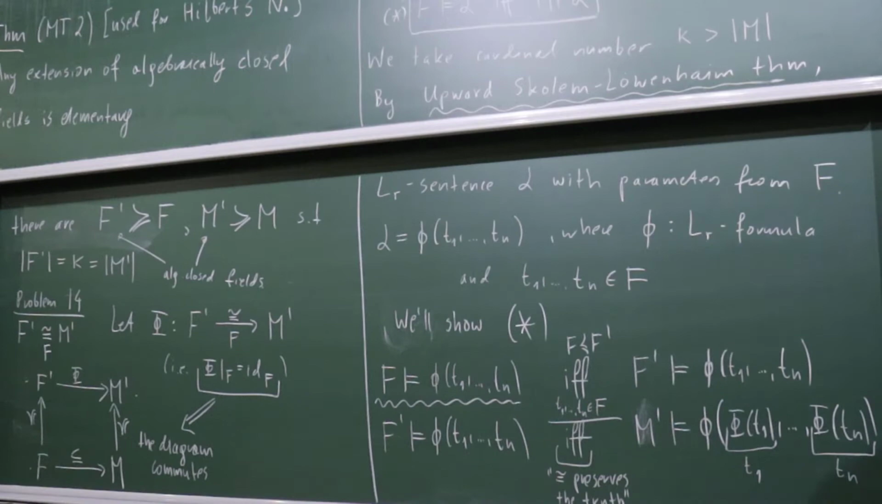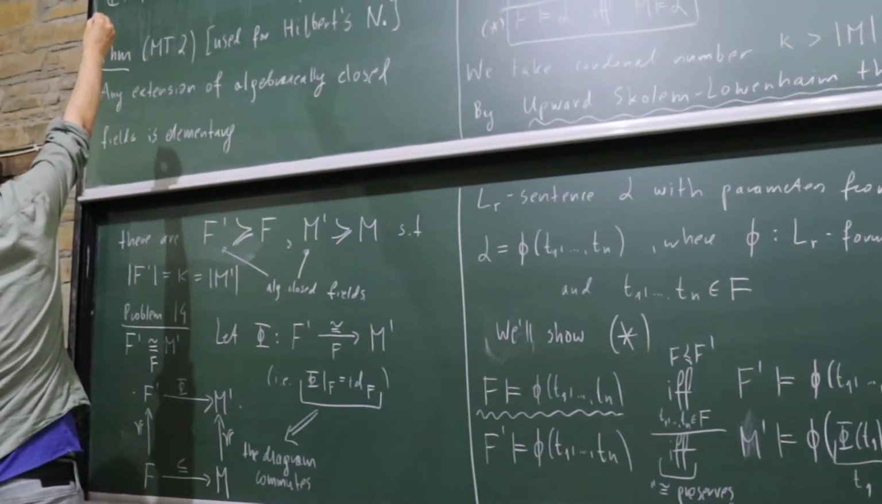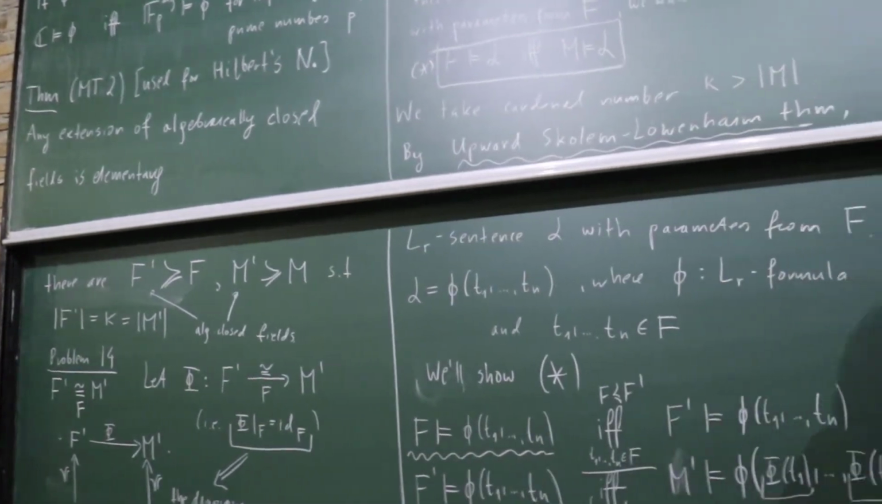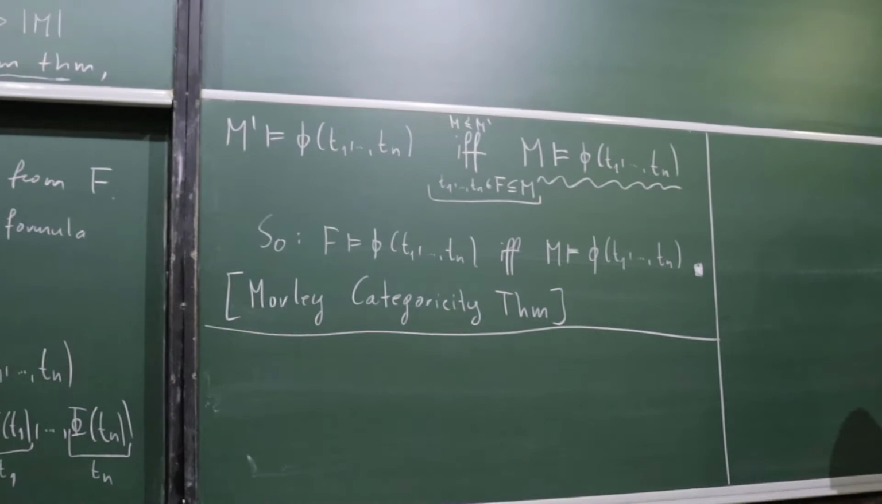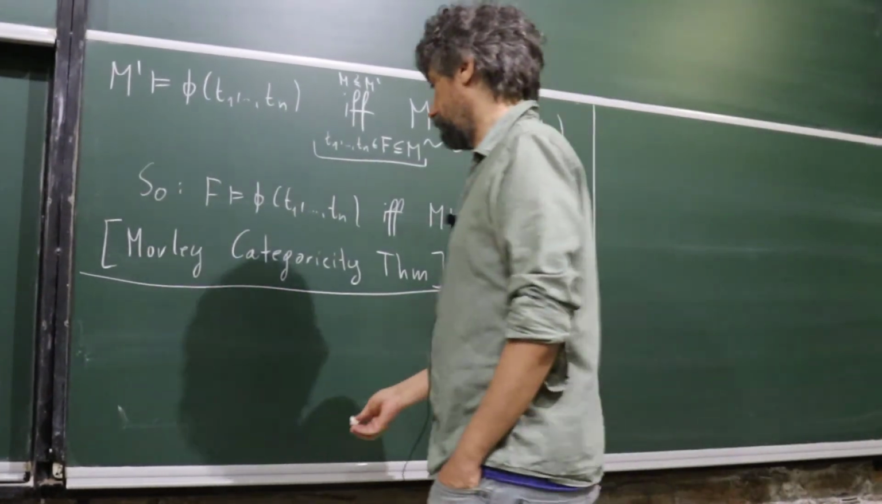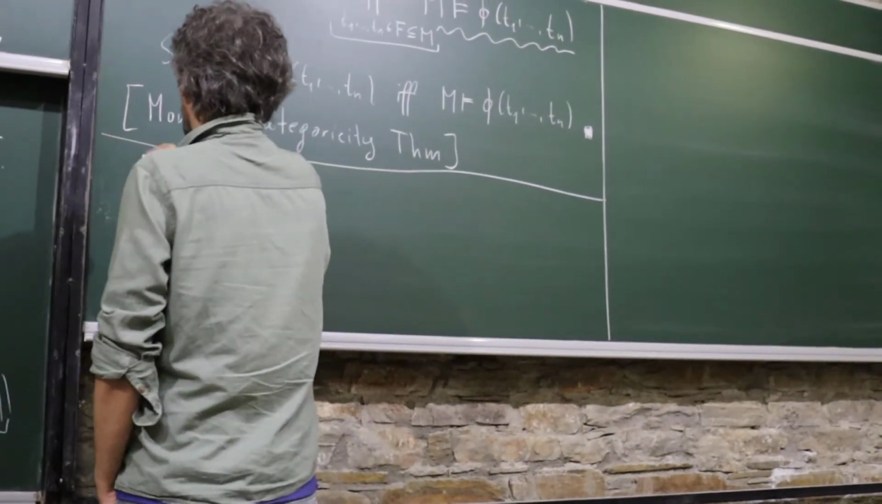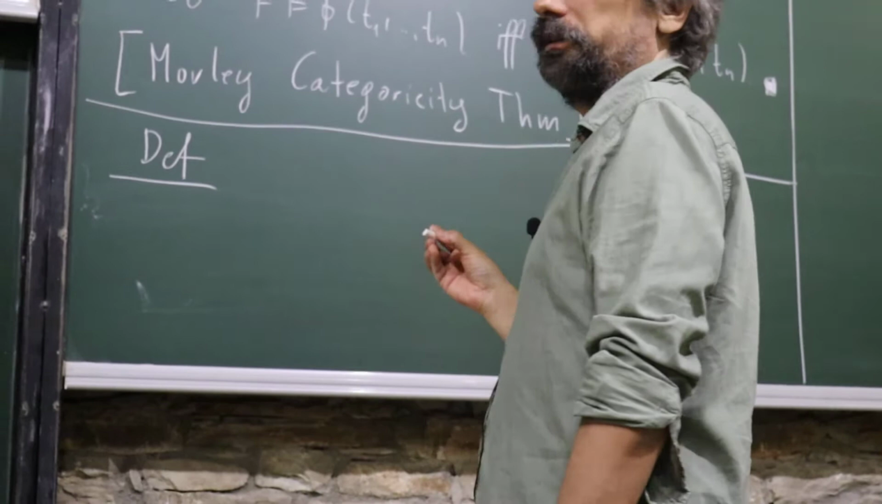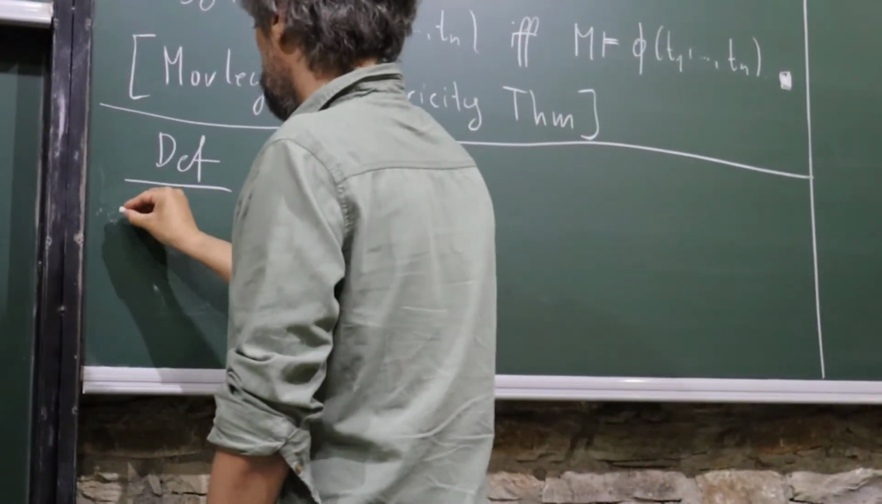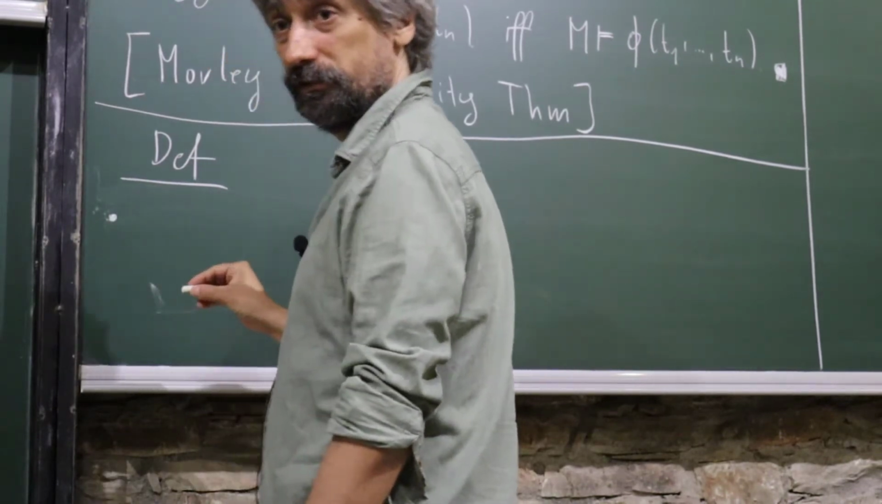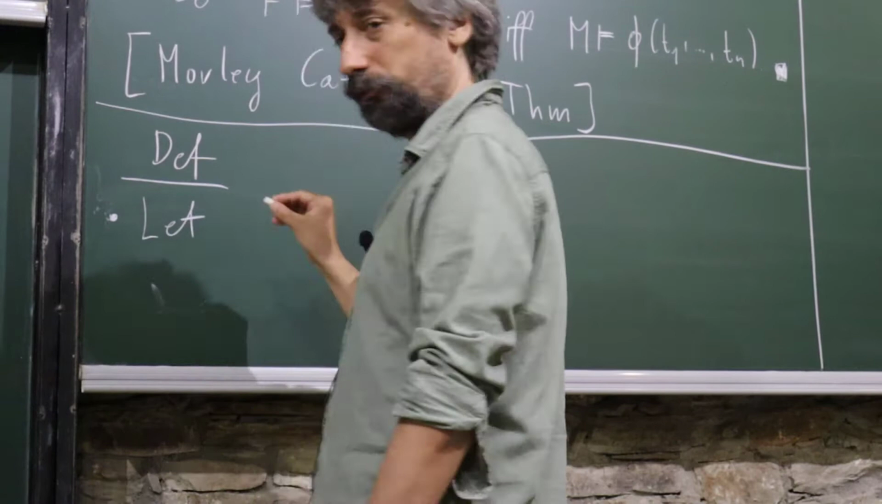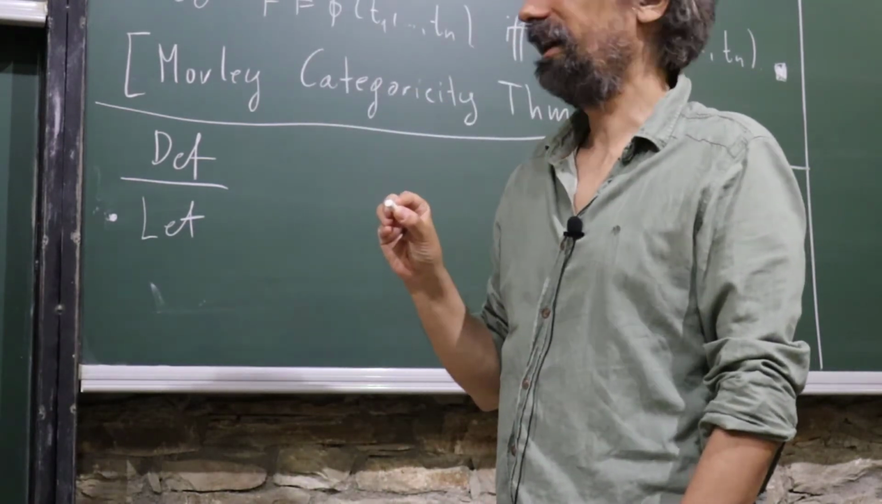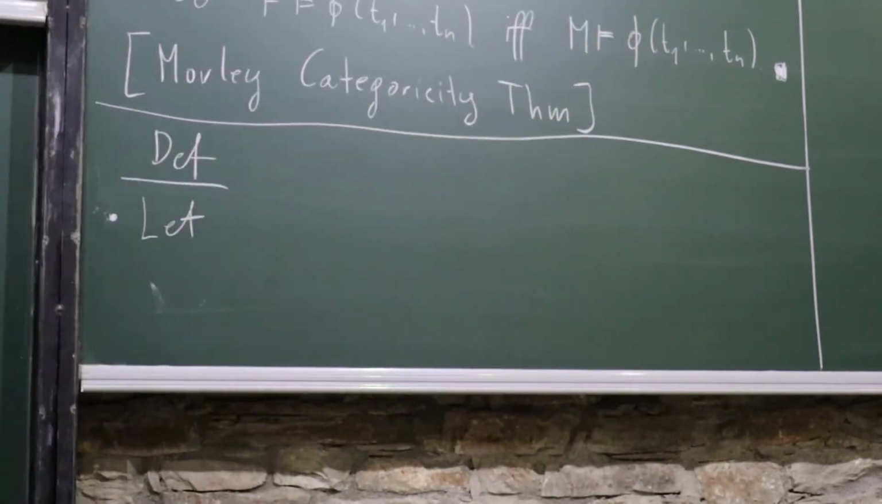Okay. So now this MT2 is proved and discussed. Now we are aiming towards MT1. Okay, so definition. The statement of Morley is that, definitely if the language is countable, then if a theory is categorical in one uncountable cardinal, it is categorical in all uncountable cardinals.